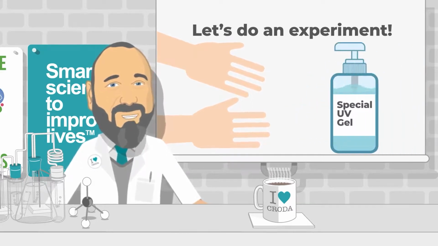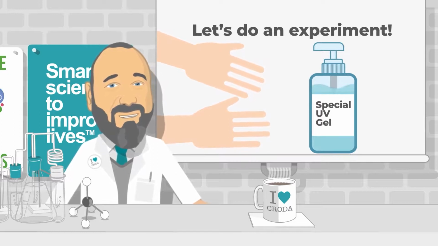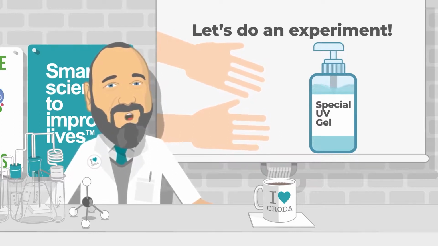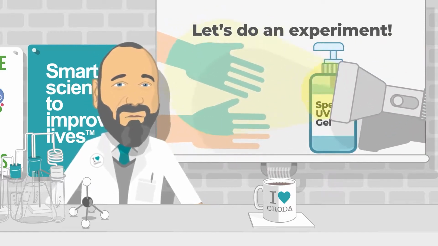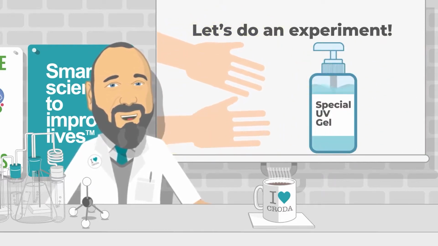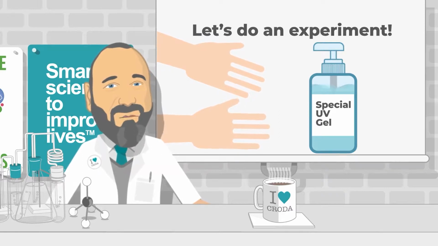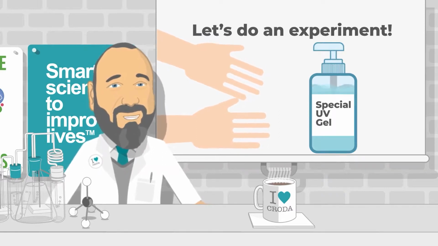Firstly, we are applying a special UV gel which helps us to see where the germs are on our hands. This shows up blue when we shine a UV torch on our hands. This will allow us to see how many germs are removed when we wash without soap and with soap. So let's see what happens.